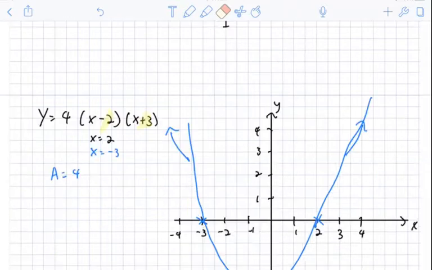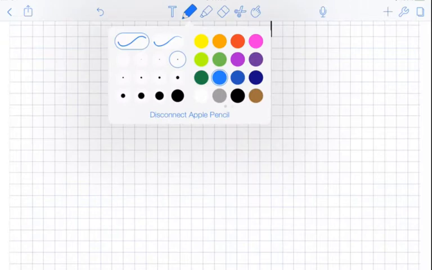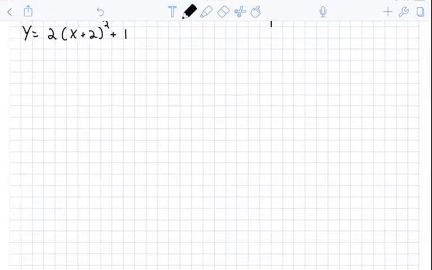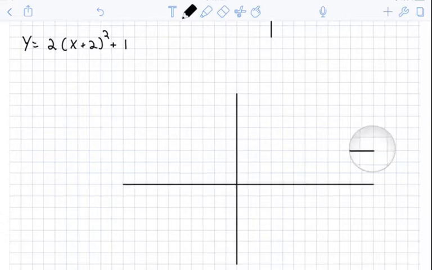Let's try one more. And then we'll go back and we'll make each of these graphs better. How about this one? y is equal to (2x plus 2) all squared plus 1. This is in standard form. You know what? I'm going to move this axis down here, because I know something that you don't.